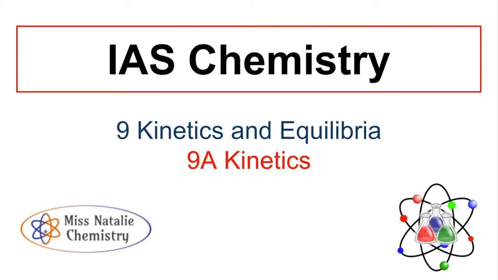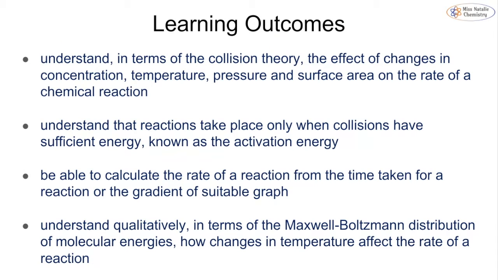In this video, we're going to be looking at topic 9A, Kinetics, and this is part of the Unit 2 content for IAS Chemistry from Edexcel. So we're going to be looking at collision theory and using this to explain the effect of changing concentration, temperature, pressure, and surface area on a rate, understanding what is meant by activation energy, how we can calculate a rate of reaction from a suitable graph, and also how we use Maxwell-Boltzmann distribution diagrams in order to show the effect of temperature on a rate.